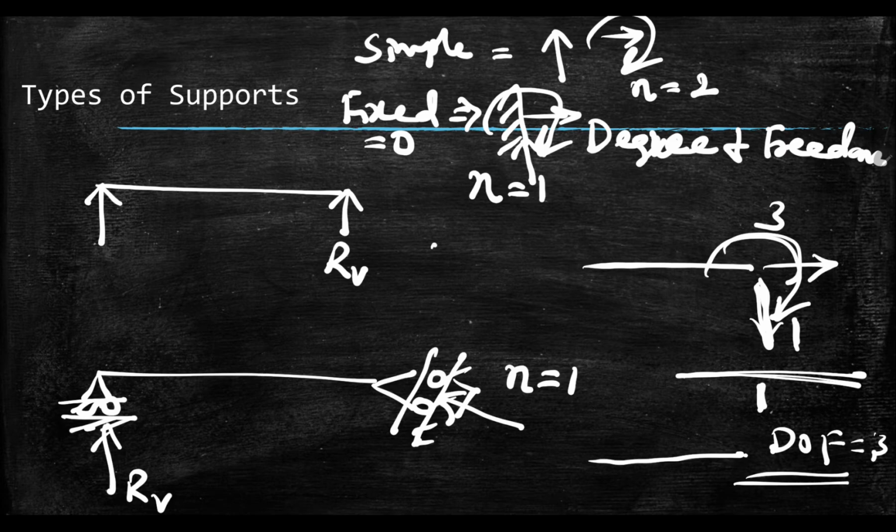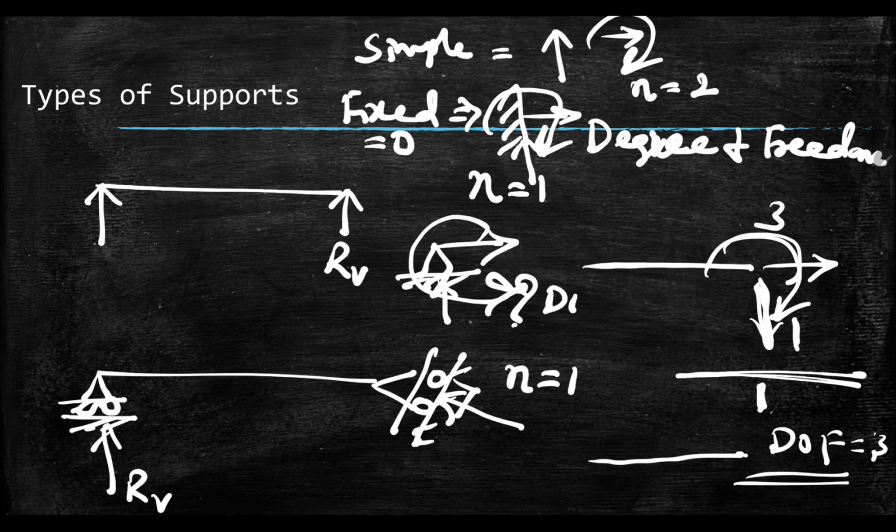In hinged support, we will not allow horizontal direction and vertical direction, but it will allow for rotation. So degrees of freedom in case of hinged support is 1. Can you tell me the degrees of freedom in the roller support? Of course, the degrees of freedom in the roller support is 2.